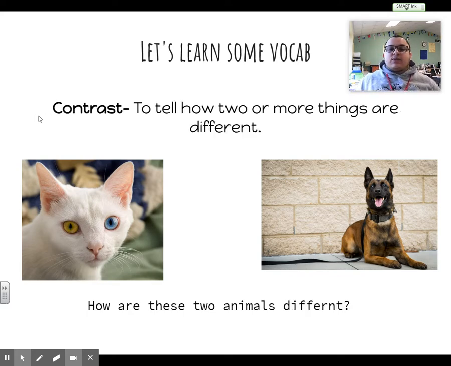Now we have contrasting. To contrast is when you tell how two or more things are different. So how are these animals different? One's a cat, one's a dog. You usually walk a dog. You don't usually walk a cat, but some people do.